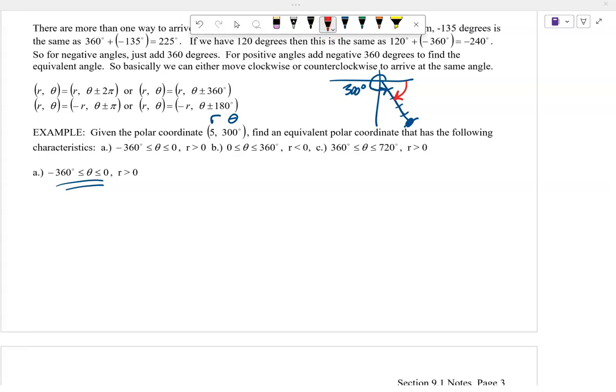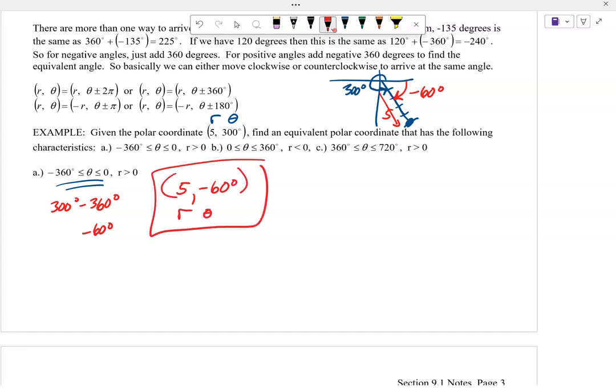You're probably thinking to yourself, well, all the way around is 360 degrees, so the red has to be -60 degrees. Or if you want to go 300 minus 360, there's the -60 degree angle. So it's r, and I still go out 5, right? Going out 5. So r is positive, but -60 degrees. That's the same spot. So that's an equivalent polar coordinate.